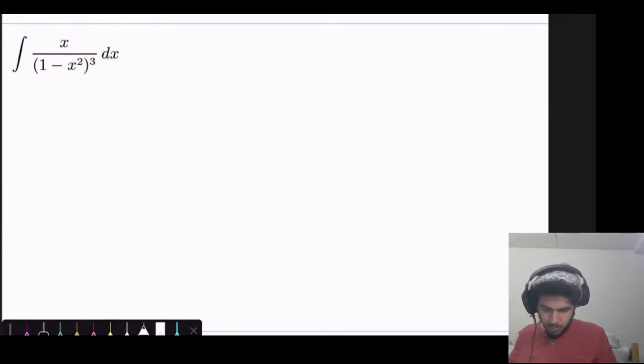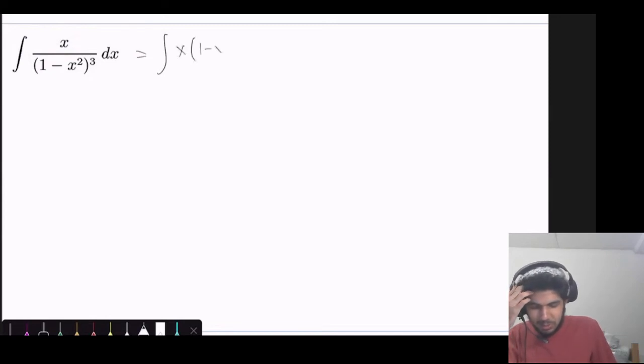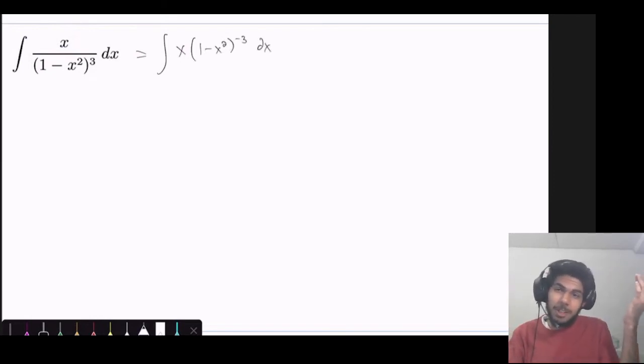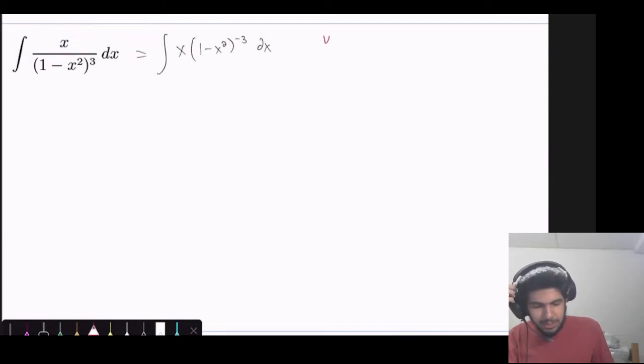So first, I don't like fractions, so I like to make things not fractions in terms of powers. So this is equal to x times 1 minus x squared to the negative third power. Negative powers aren't very fun either, but I just don't like fractions very much. Okay, we said let's try u equals 1 minus x squared. So then du dx equals negative 2x, and that tells us dx equals du over negative 2x.